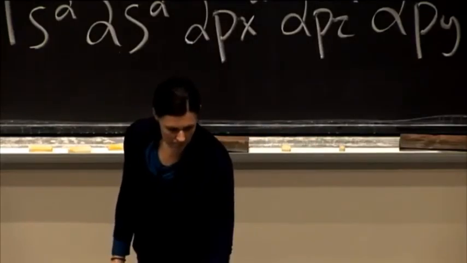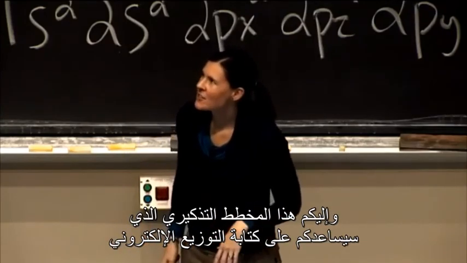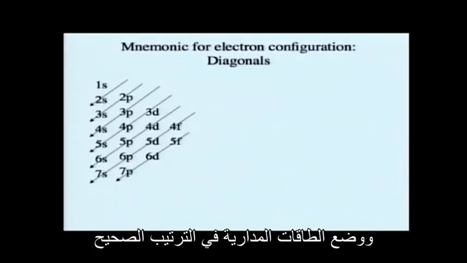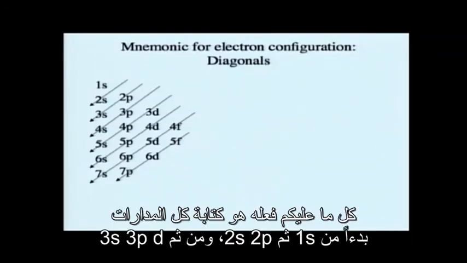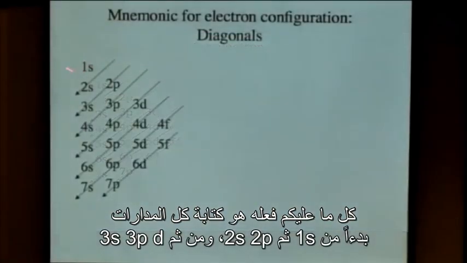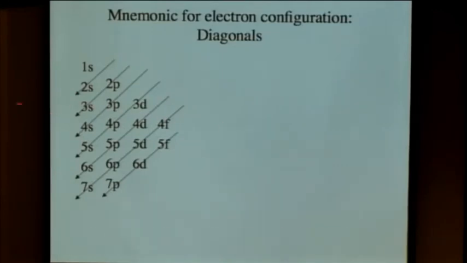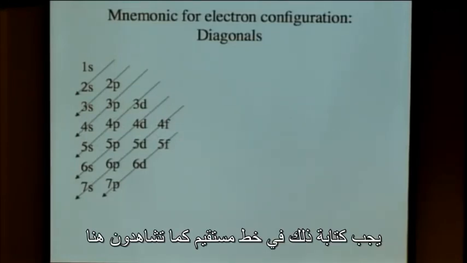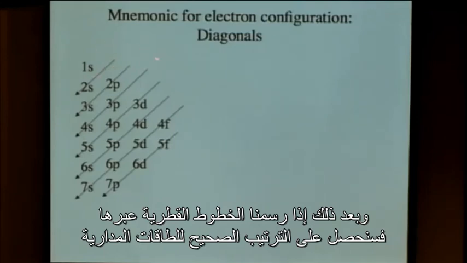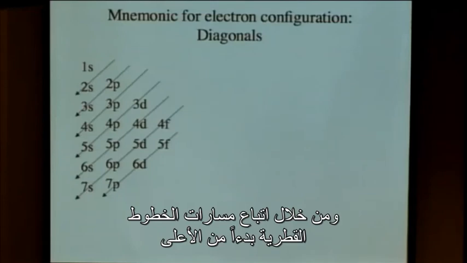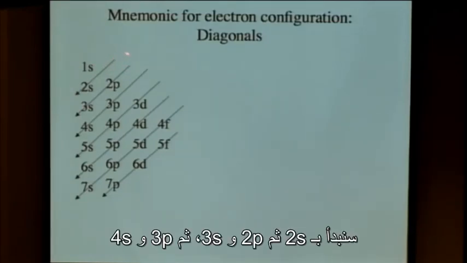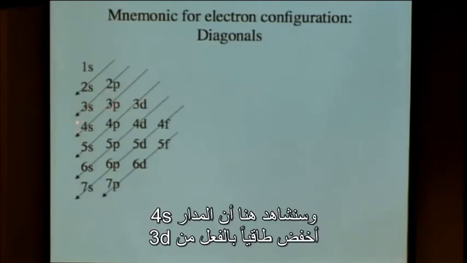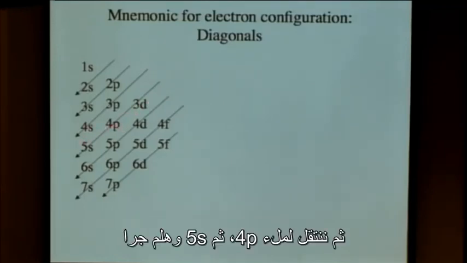So here's the mnemonic I mentioned for writing the electron configuration and getting those orbital energies in the right order. All you do is write out all the orbitals, the 1s, then the 2s, 2p, 3s, 3p, 3d. Just write them in a straight line like this. And then if you draw diagonals down them, you'll get the correct order in terms of orbital energies. So if we go down the diagonal, we start with 1s, then 2s, then 2p and 3s, then 3p and 4s, and that's how we see that 4s is actually lower in energy than 3d, then 4p, 5s, and so on.